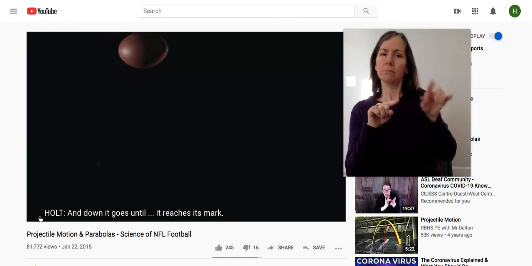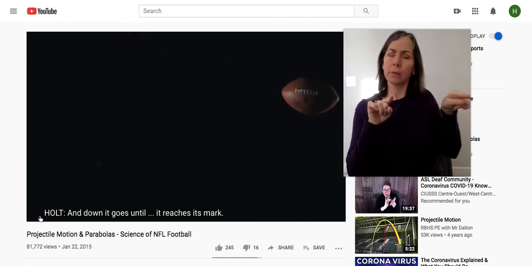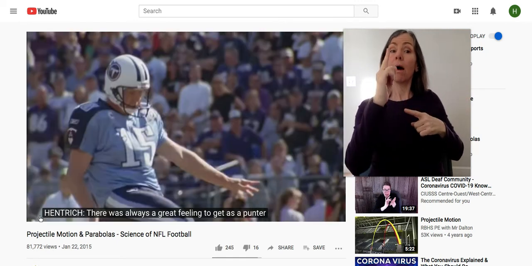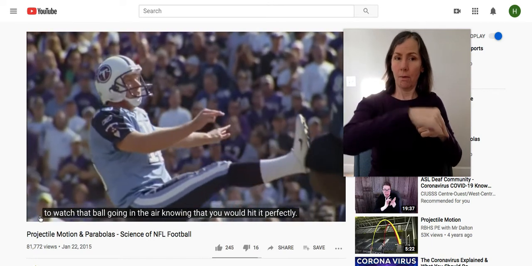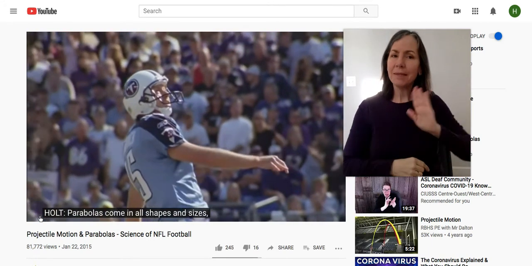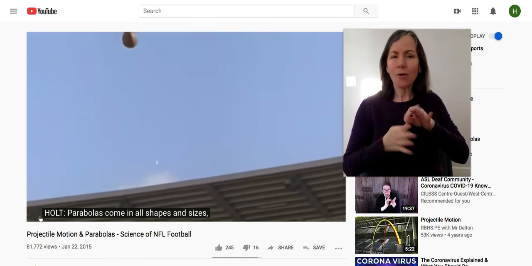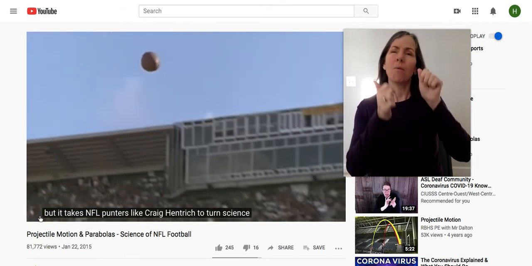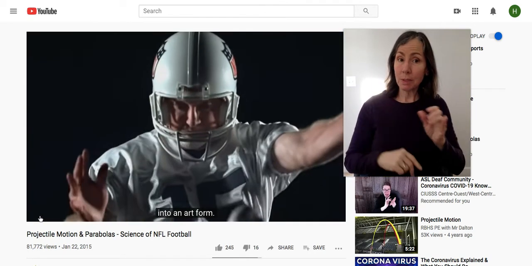And down it goes until it reaches its mark. It was always a great feeling to get as a punter, to watch that ball go in the air knowing that you had hit it perfectly. Parabolas come in all shapes and sizes, but it takes NFL punters like Craig Hendrick to turn science into an art form.